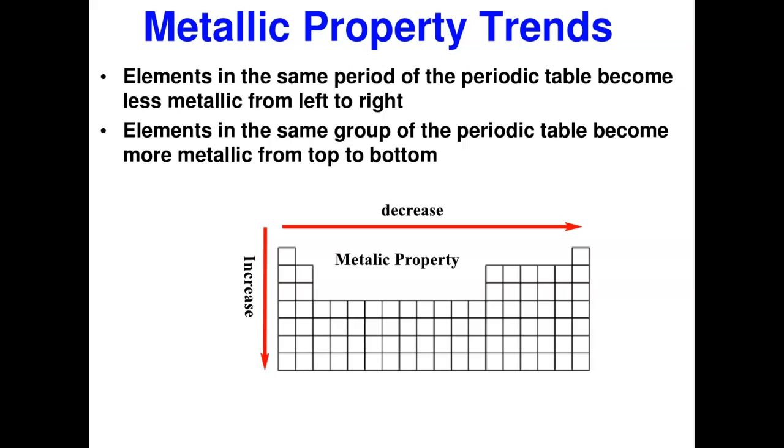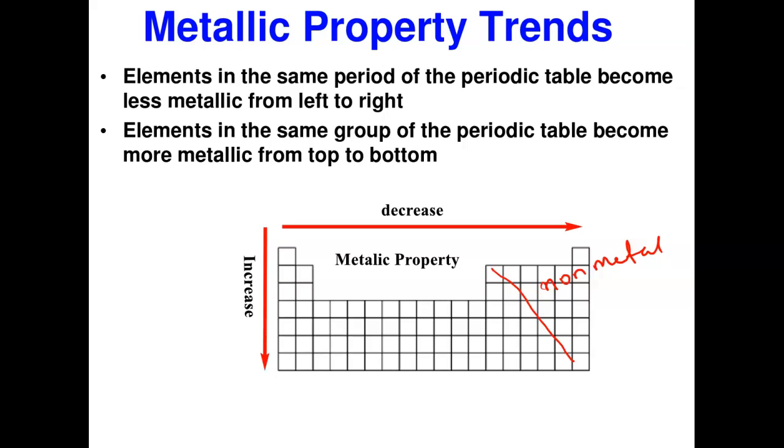Elements in the same period will become less metallic going from left to right. That makes sense because, like I said earlier, toward the right side is where we have the non-metals. You expect that the trend will decrease as you go from left to right across the period. However, if you're going down the group, the metallic property increases.